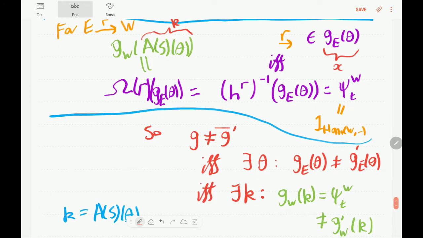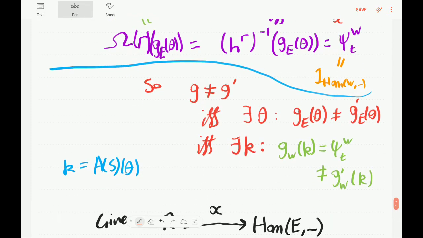Suppose now that G is not equal to G dash. Well, then there has to exist some E-type element theta such that G E of theta does not equal G E dash of theta. Now, these are both just subobjects of hom E comma blank, but we're saying they're non-equivalent, so they ought to have different things in them.